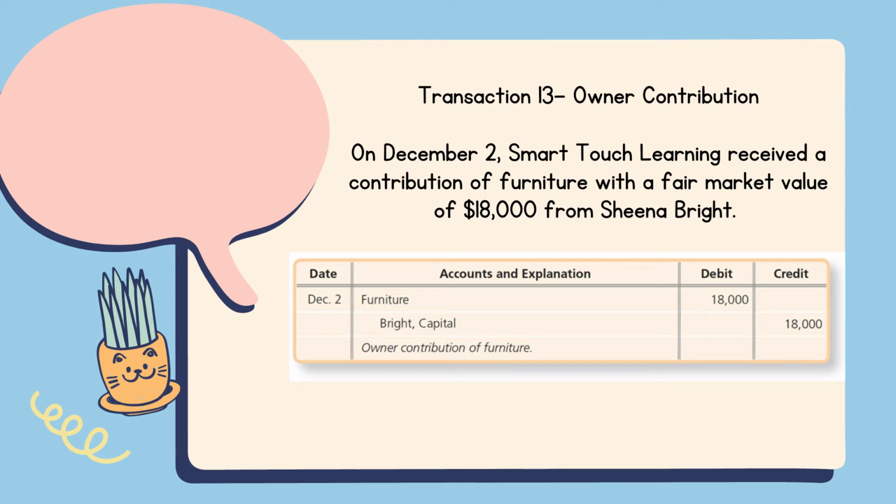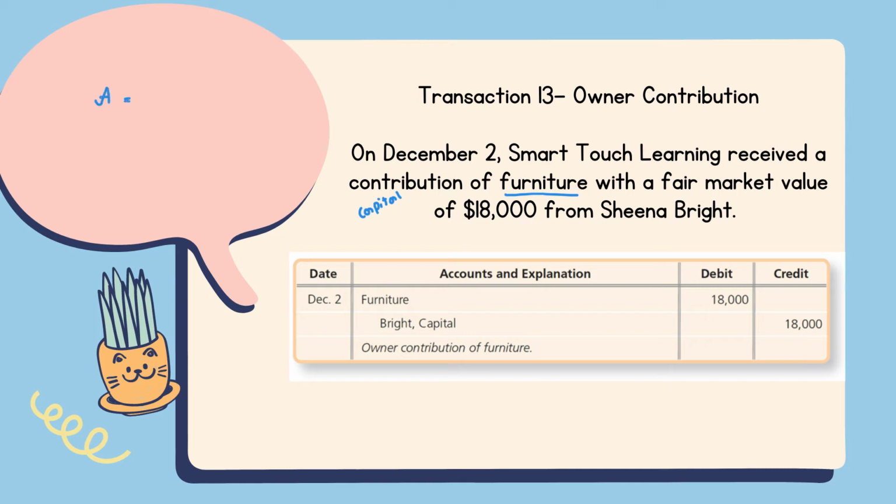Transaction 13, owner contribution. On December 2nd, Smart Touch Learning received a contribution of furniture with market value of $18,000 from Sheena Bright, which is the owner. So she contributed, but she did not invest cash. She gave furniture as an investment in this business. Okay, since it's a contribution, I'm gonna increase the capital, and the furniture for this business will also go up.